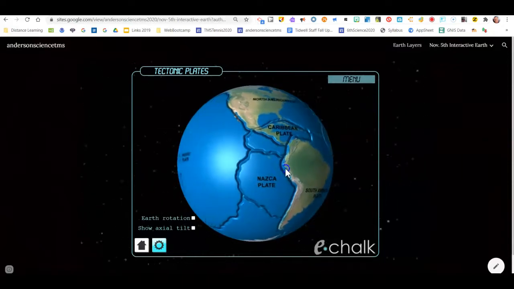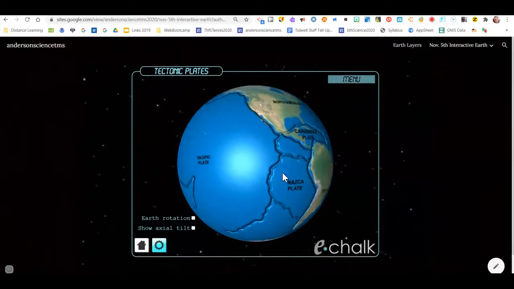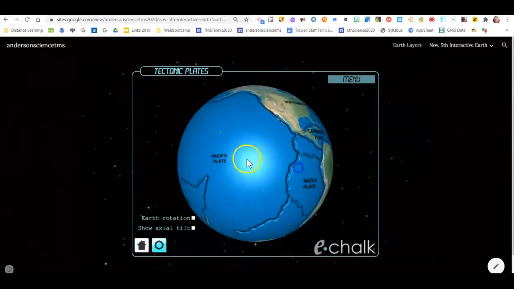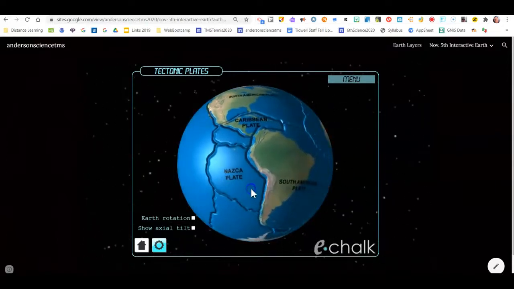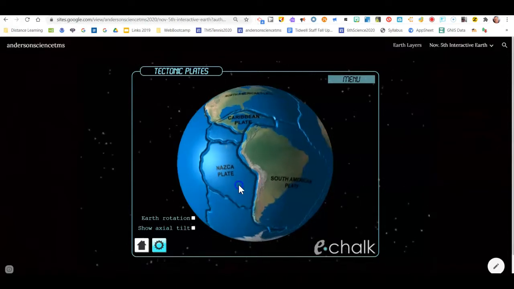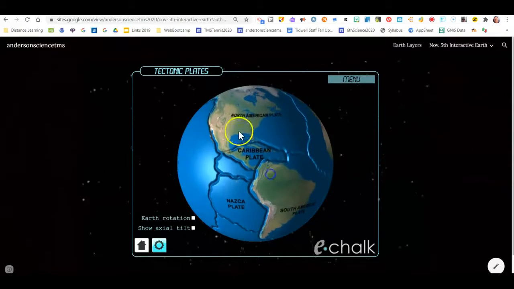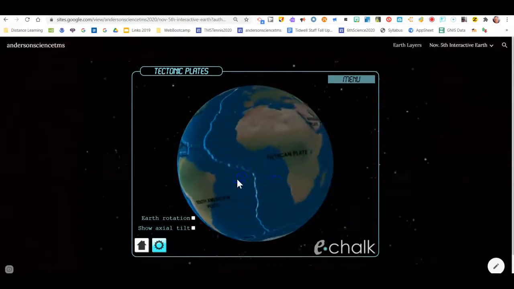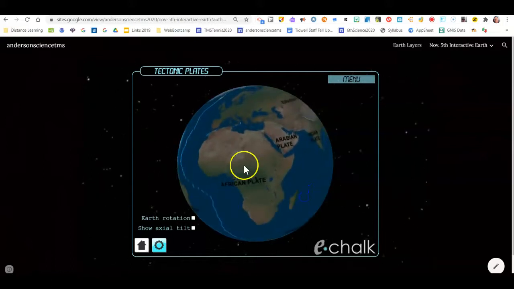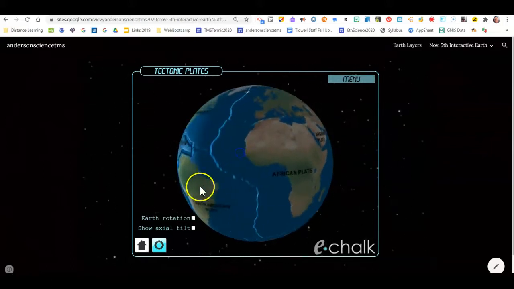And this gives us a really neat 3D view of what the world looks like as it's broken up into the pieces, the crust pieces, the tectonic plates that make up our Earth. And all of these plates move in different ways because of movement in the mantle, and that movement creates different landforms. So it's really important that we understand the names of these plates and their locations so that when we talk about them, we have an understanding of where these places are and why it's important.